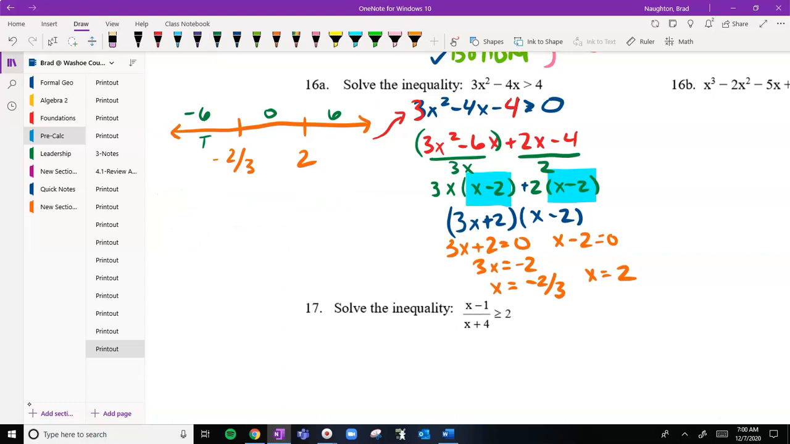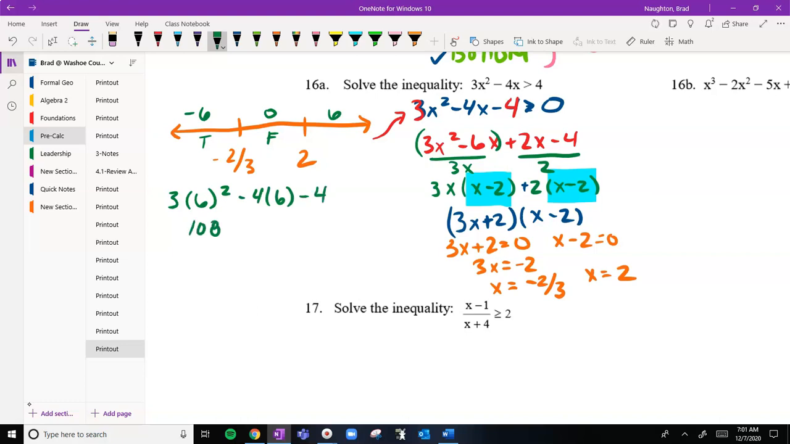So let's try the middle one, which is 0. So 3 times 0 squared minus 4 times 0 minus 4. So 0 minus 0 minus 4. Is that greater than 0? Absolutely not. So that's false. And then we'll go ahead and do our last one here, which should be pretty much the same, because when we square the 36, we're still going to get a very big number.